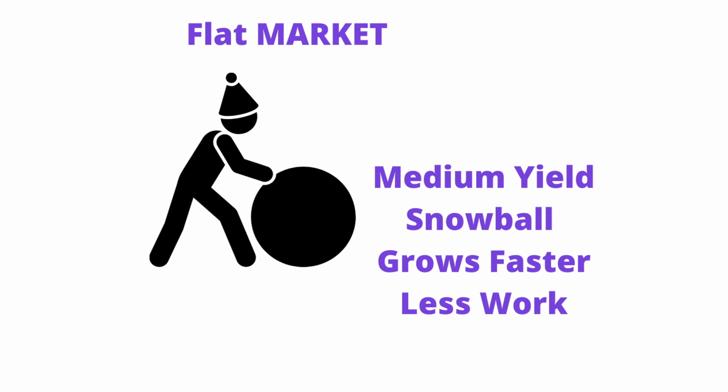And the flat market is going to be just a sideways market. This is a market that doesn't go up. It doesn't really go down. So the benefit of this market is you get a medium yield. Your snowball grows a little bit faster than in a bull market because you buy a medium amount of shares. You build your snowball at a medium pace. And there's still a bit of work, but it's not like rolling a snowball up a giant hill, which you can imagine is very, very difficult.